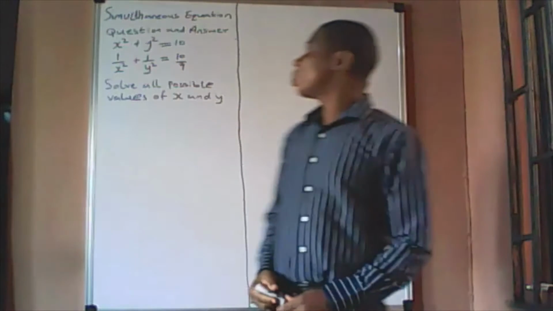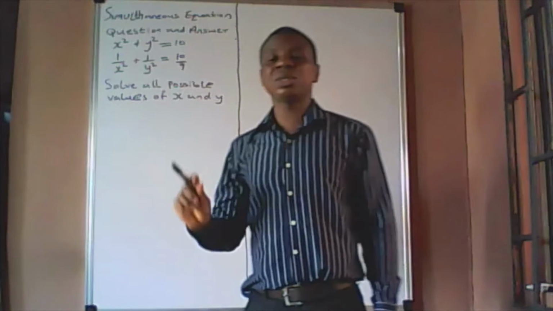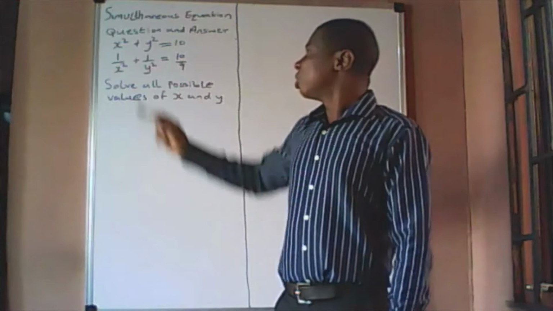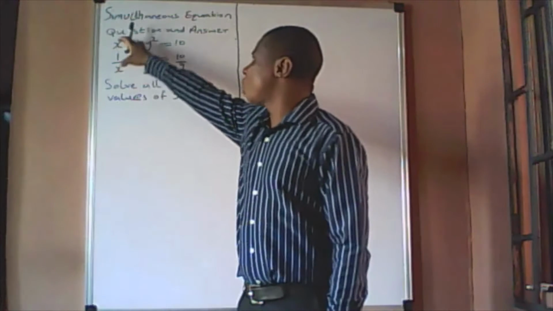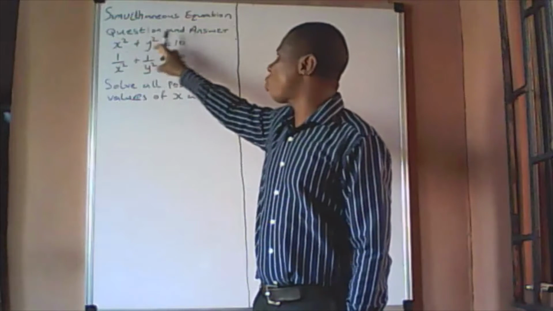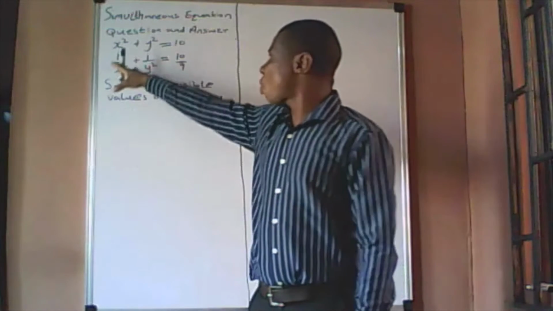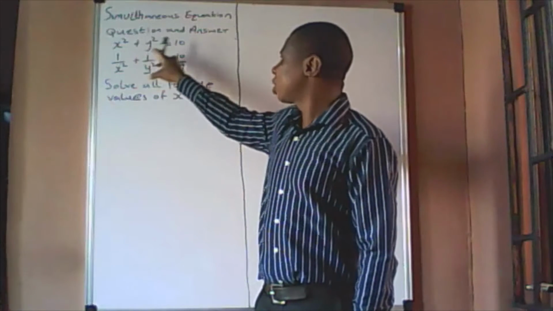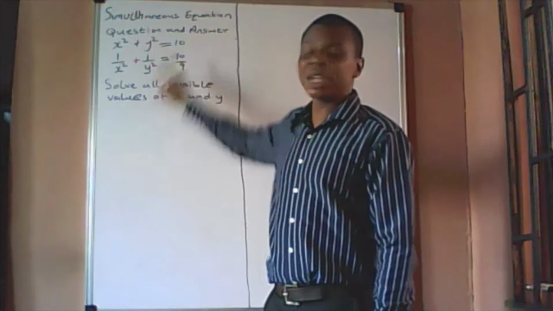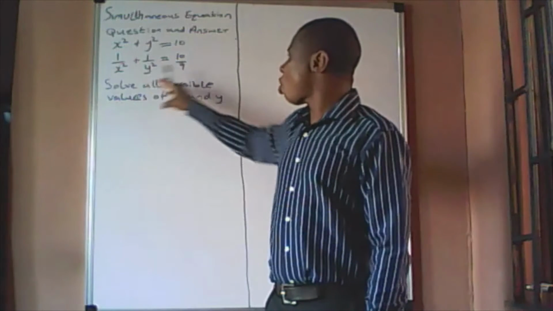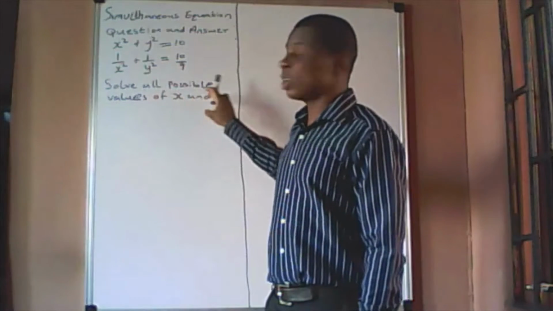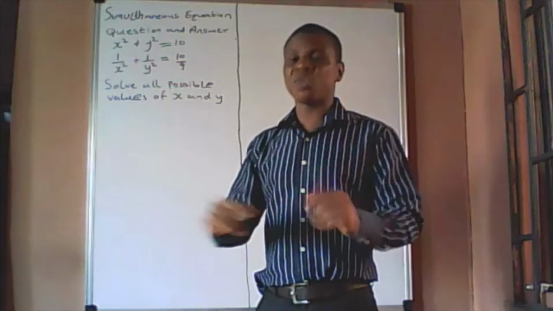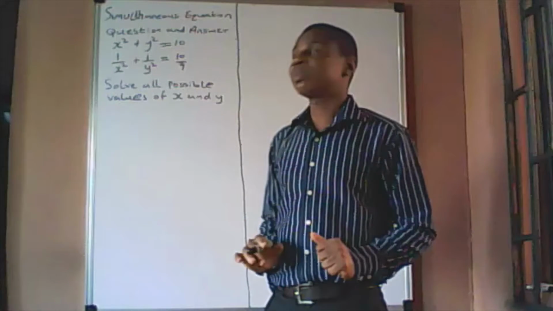Today we are going to solve a question in simultaneous equations. The question is x squared plus y squared equal to 10. The second one is 1 over x squared plus 1 over y squared equal to 10 over 9. Solve for all possible values of x and y. In this problem, we're going to solve all the possible values of x and y.